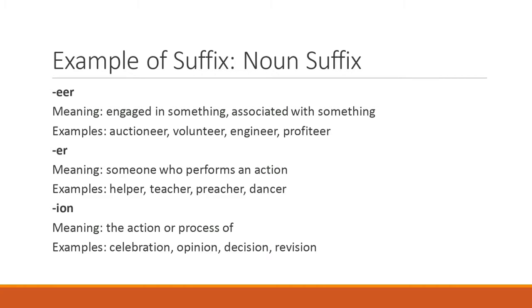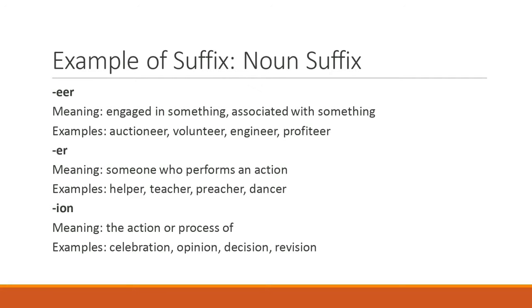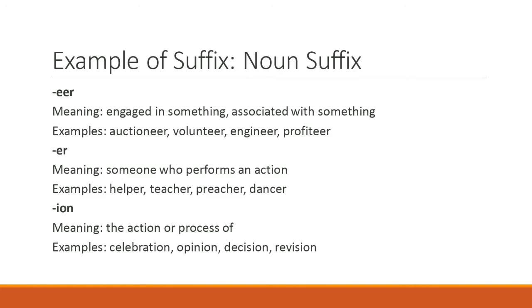Let's have a look at examples of suffixes. The first one is noun suffix. -eer. It has the meaning engaged in something, associated with something. For example, volunteer, engineer, profiteer. -er. -er means someone who performs an action. Examples: helper, teacher, dancer. -ion. -ion means the action and process of: celebration, opinion, decision, revision.